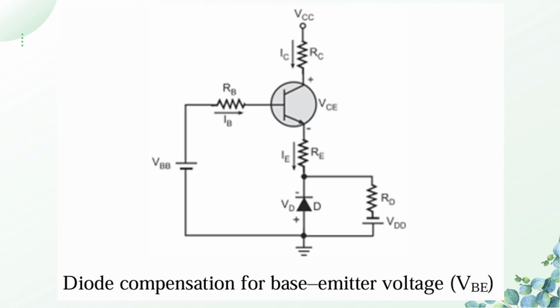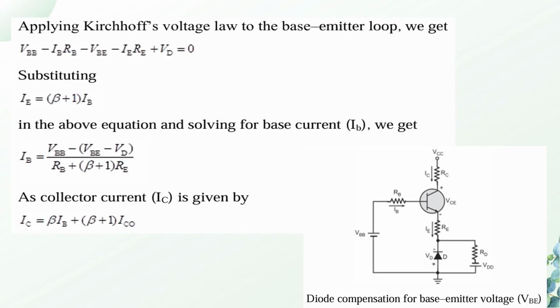Just look at this figure. In this figure we are keeping a diode at the emitter terminal, which is connected in series with a resistance RE and which is provided with forward supply voltage of VDD. Now consider the figure at the bottom. When we apply Kirchhoff's voltage law to the base emitter loop, we have the equation VBB minus IBRB minus VBE, the voltage between base and emitter terminal, minus IERE plus the diode voltage VD is equal to 0.